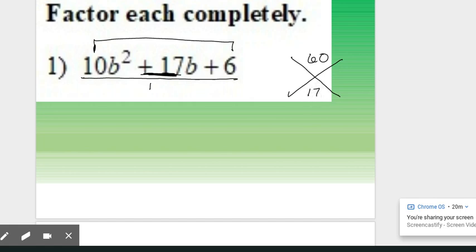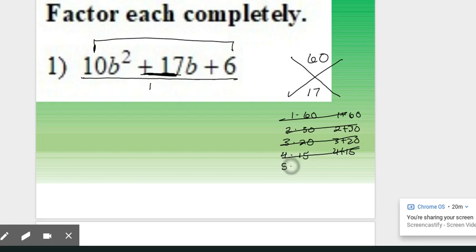Now from here, I need to get my two magic numbers. So 1 times 60 adds up to 61. 60 divided by 2 is 30. If I add it, I get 32. So far, no. 60 divided by 3 is 20. That adds up to 23. 60 divided by 4 is 15. I'm getting closer, because 4 plus 15 is 19. 60 divided by 5 is 12. There it is. Now, propeller's all good to go.